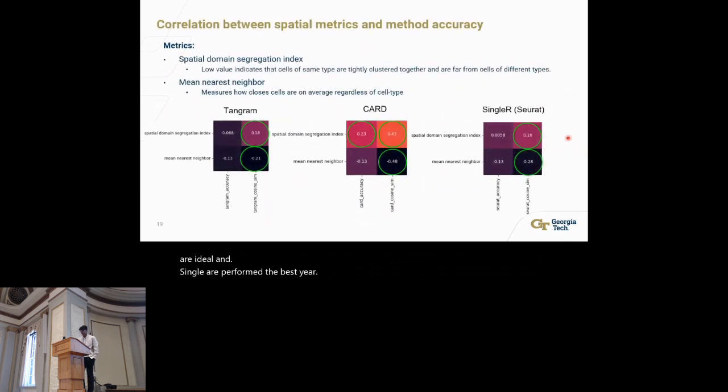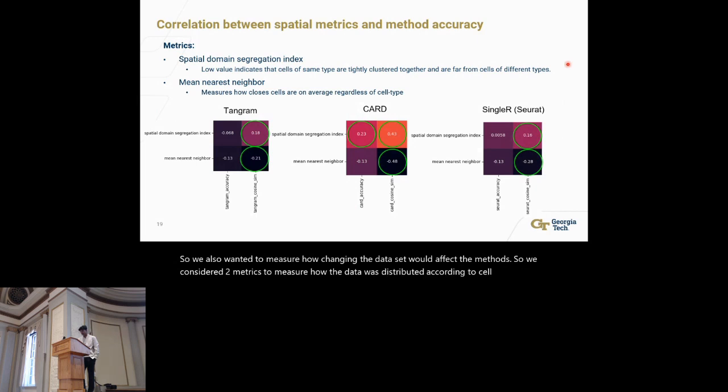So we also wanted to measure how changing the dataset would affect the methods. So we considered two metrics to measure how the data was distributed according to cell types and the position. So the first metric here is spatial domain segregation index, which measures how cells of the same type are distributed in space. So a low value of this metric would indicate that cells of the same type are clustered tightly together. And the mean nearest neighbor is just measuring how close cells are in general.